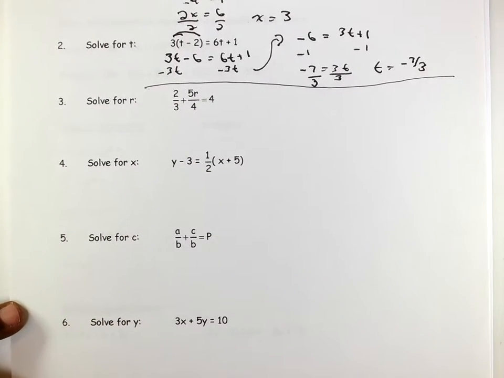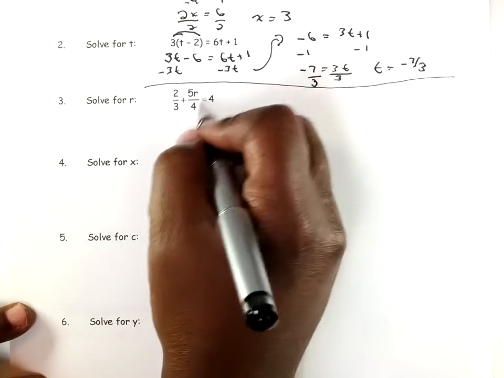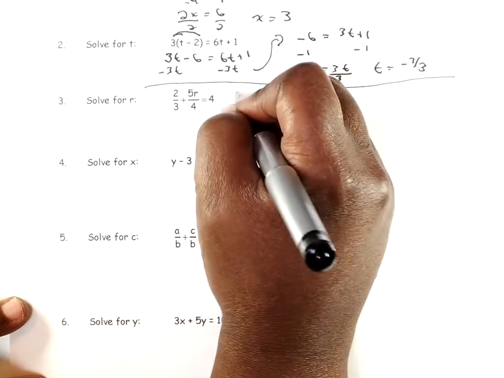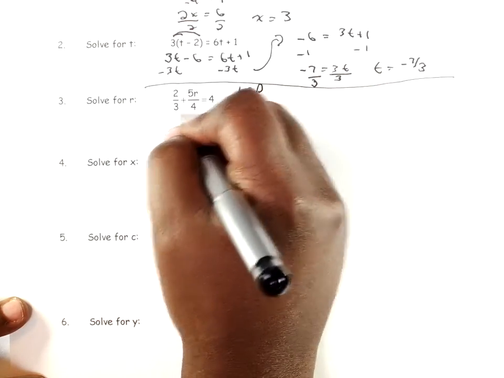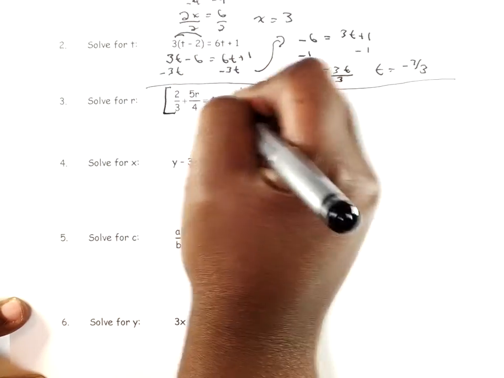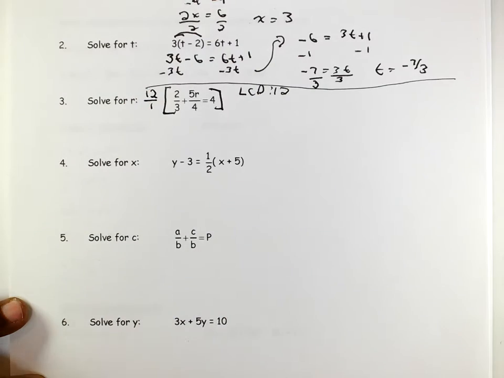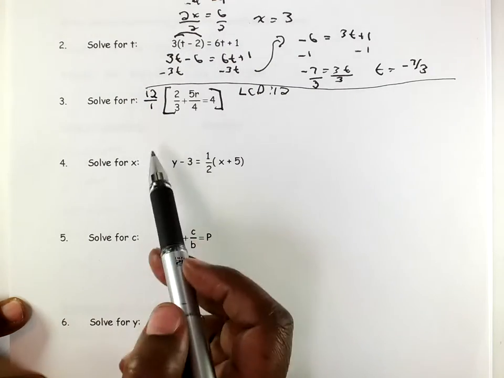For number 3, I have fractions. So I want to clear the fractions. We're going to be doing this throughout the semester in our Algebra 2 course when we have not just fractions with real numbers, but also when we have variables or polynomials. So I'm going to find the LCD. In this case, we have 3 and 4, so my LCD is 12. So every single term on the left and the right side, I need to multiply it by 12. And I'm just writing it as 12 over 1.